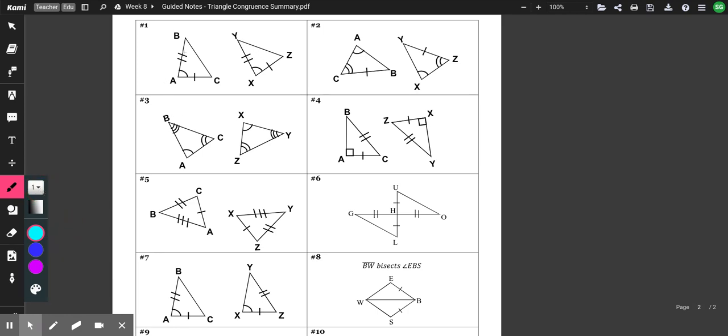So number one, I'm given actually three pieces of information. I'm given AB. I like to write it out. I don't know if I'm going to do this for every single one, but I think it's a good habit to get into. AB is congruent to XY. What else do I know? AC is congruent to XZ. And I'm given, and I can use one letter for this, angle A is congruent to angle X. So I have two sides and the angle between them. Two sides and the angle where they intersect.